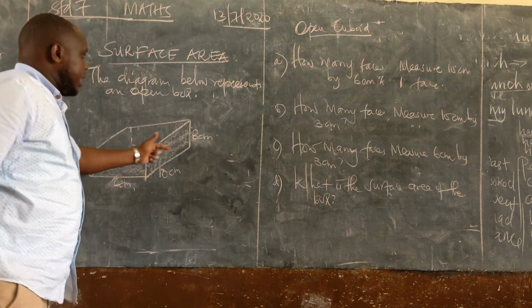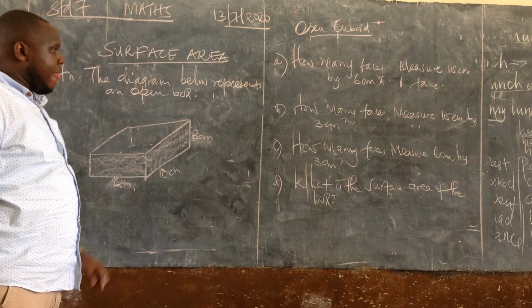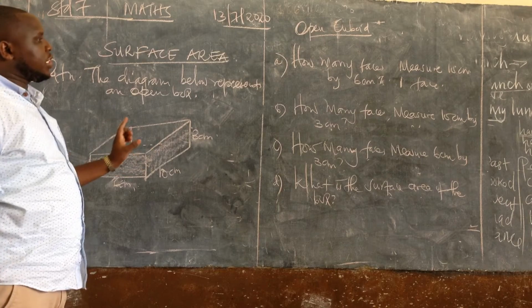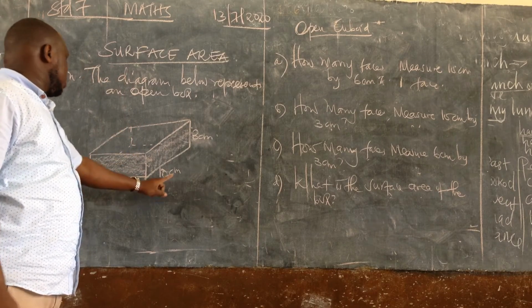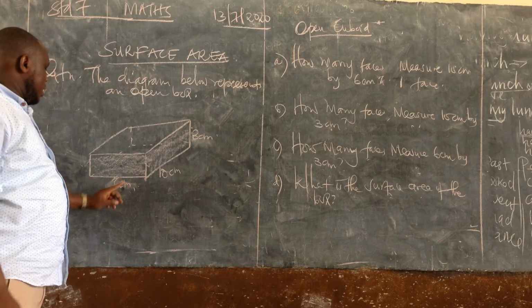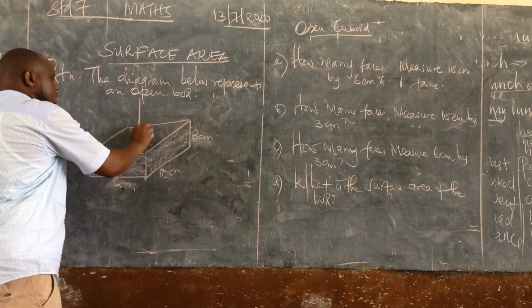So the next question, Lana, we are going to answer number B. So we've said the one that measures 10 by 6, there is going to be 1. This one, the top one, because we are told this is open.